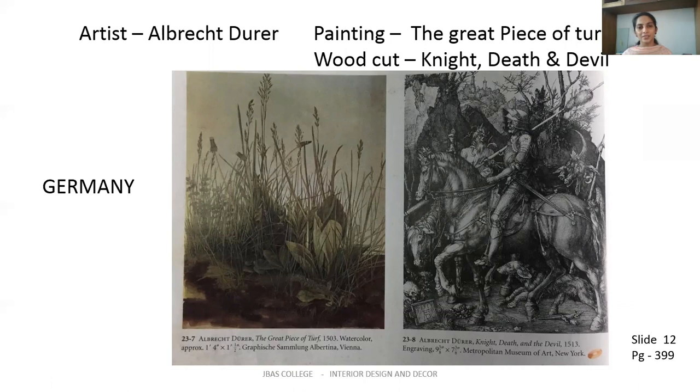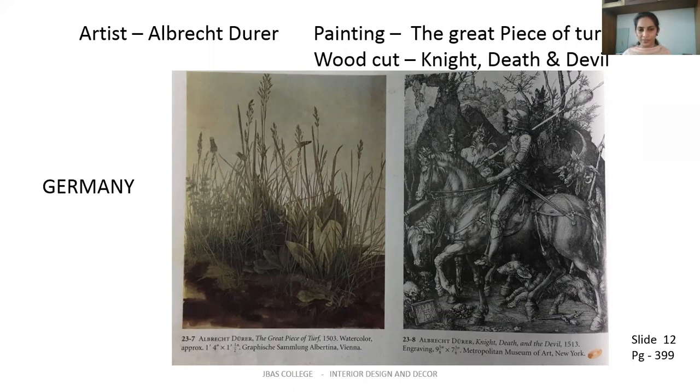Now, this is Night and Death and the Devil, where you can see the horsemen, the four horsemen in between the war. But the classic piece of Dürer is this painting, which is called The Great Piece of Turf.